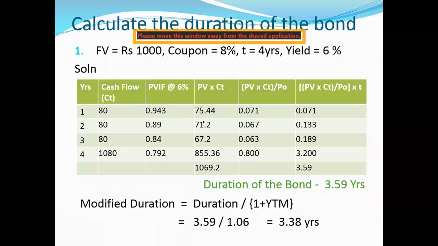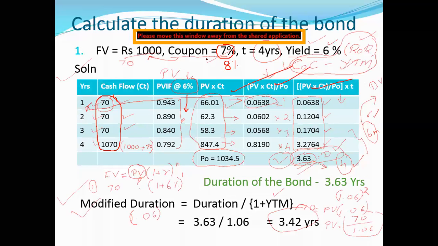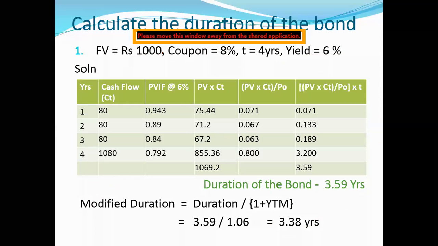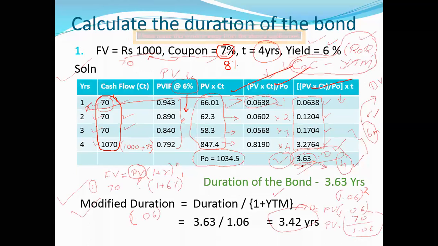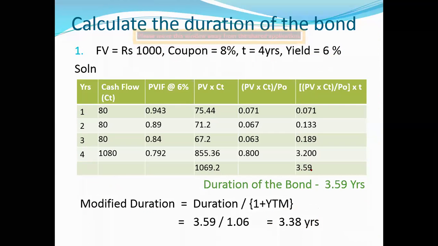So as I said, this was an example wherein coupon rate was 7%. In the next slide, I have made the same problem. The only thing is I have changed the coupon rate to 8%. Everything else remains the same. Just look at the duration now. Here it was 3.63. Now it is 3.59. And likewise, the modified duration also changes to 3.38.